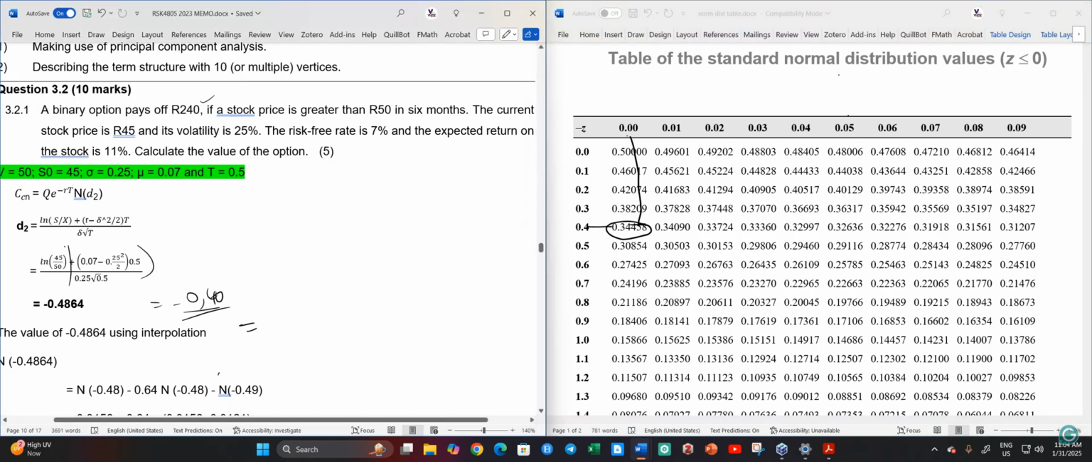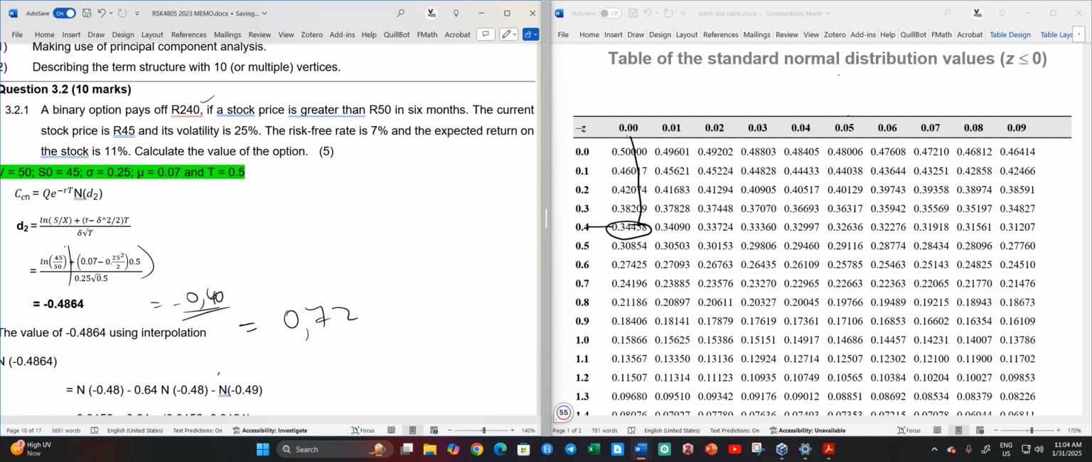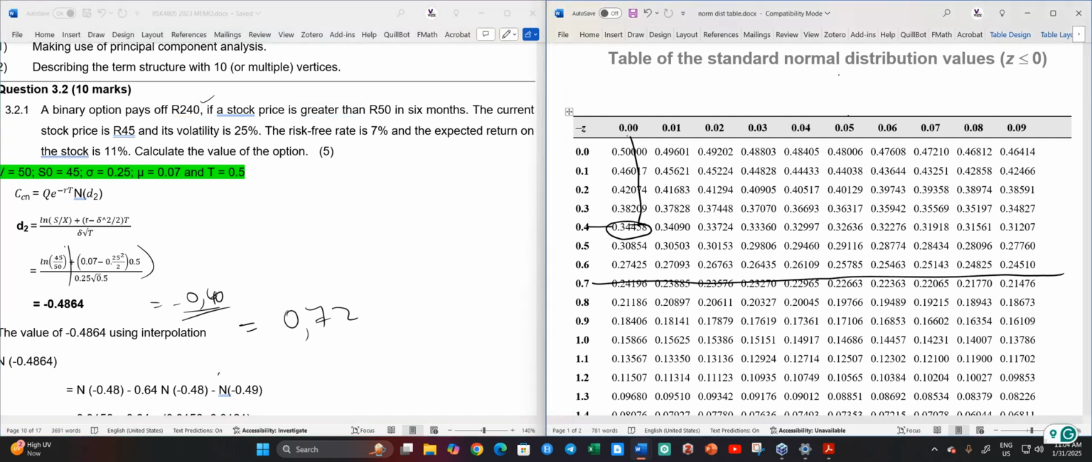Let's assume we've got minus 0.72. If it was minus 0.72, we come to minus 0.7. We draw a straight line. If you want to proceed with it out to the end, that's fine. Then we draw a line here. That was our answer.